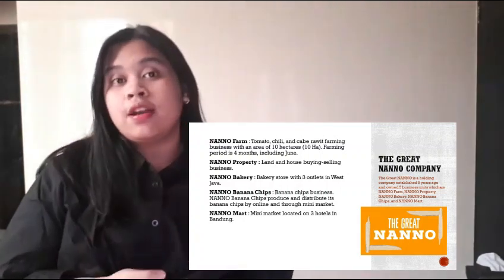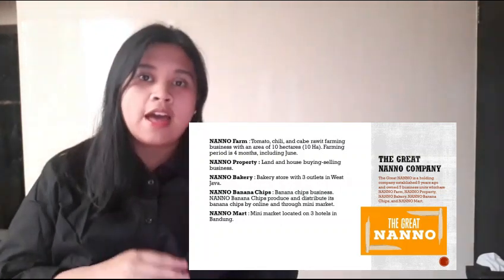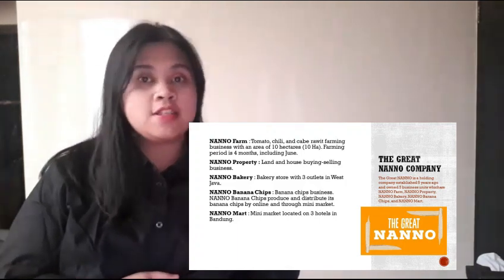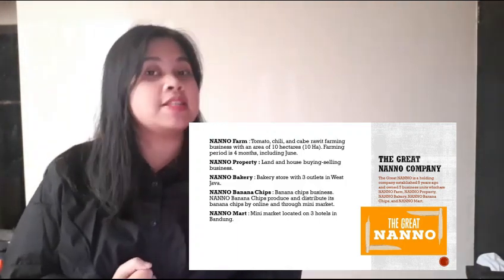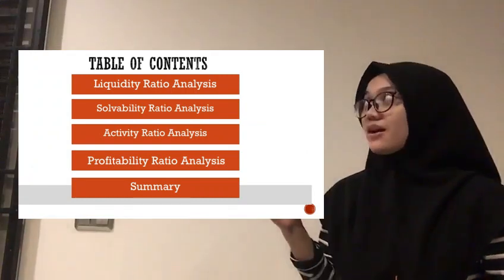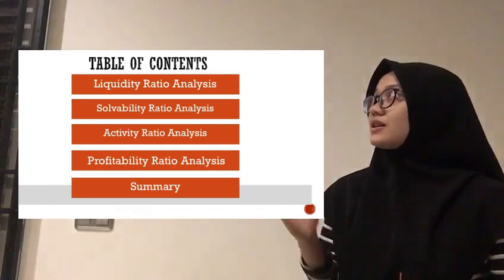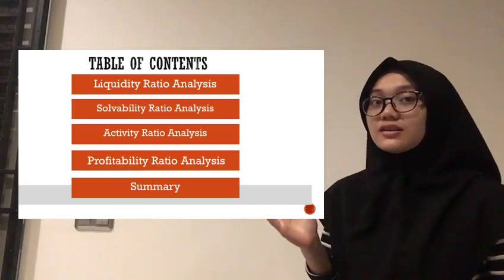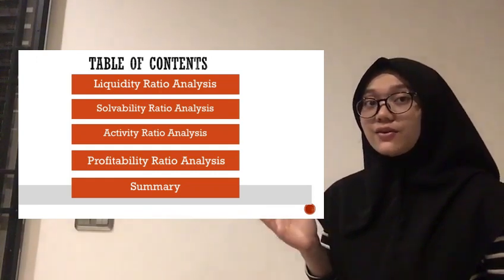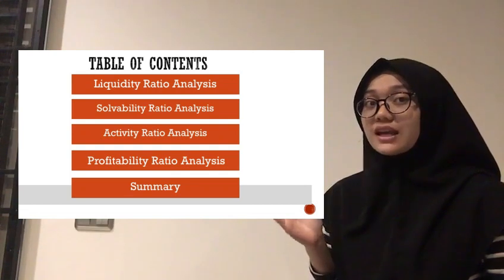Each business unit has a different business process, and we as a consultant will give our analysis for the 5 different business units. And here we have the table of contents of our analysis. First, liquidity ratio. Second, solvency ratio. Third, activity ratio. Fourth, profitability ratio. And the last one is summary.